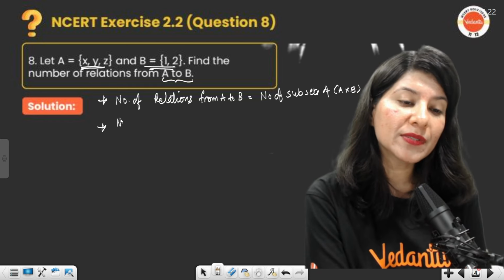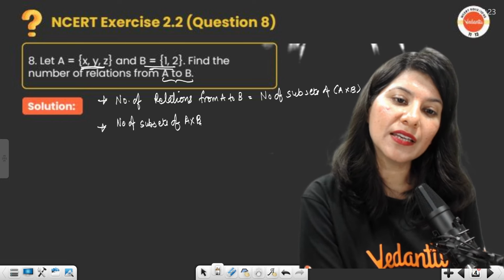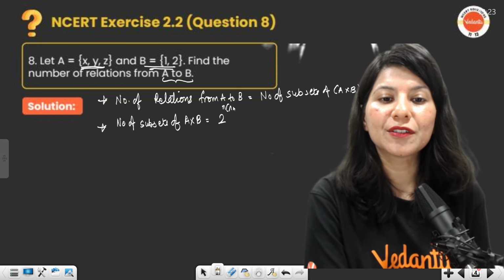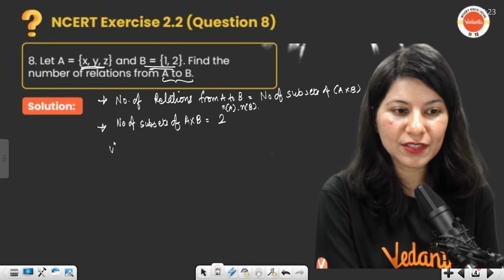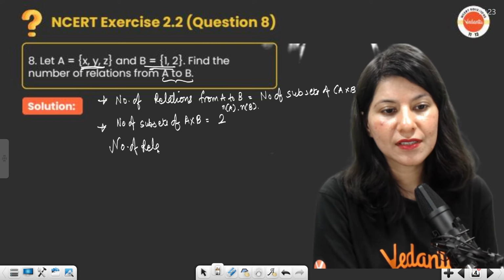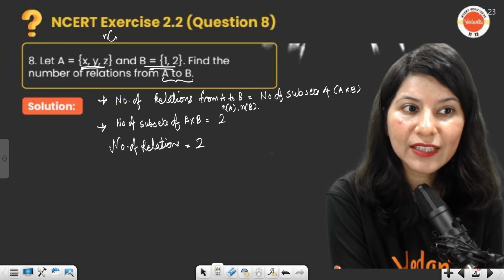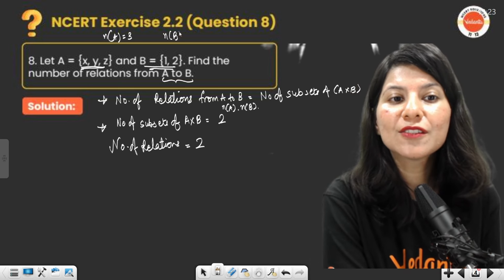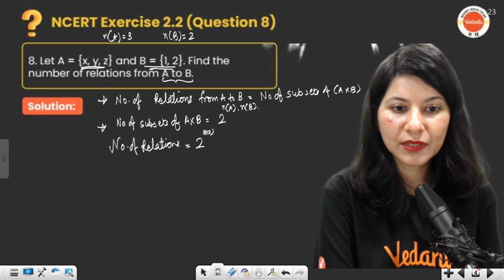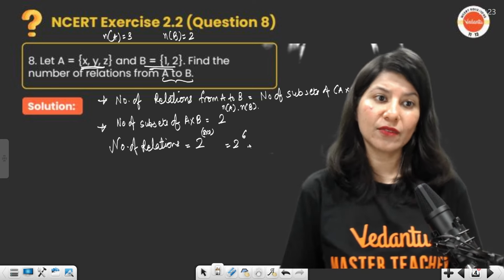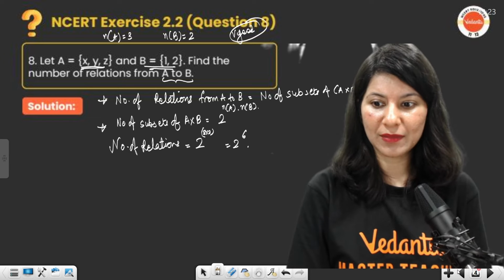Now, how to calculate the number of subsets? The number of subsets of A cross B is equal to 2 raised to the power cardinality of A multiplied by cardinality of B, right? So finally, the number of relations will be equal to 2 raised to the power, cardinality of A is 3, cardinality of B is 2. So in the power of 2, you have to write 3 into 2. 3 times 2 is 6, so 2 to the power 6 will be the answer. Very good question. This is important for your JEE Main as well.